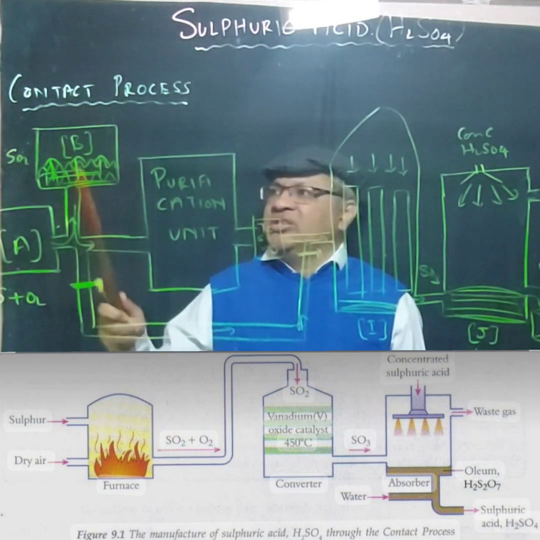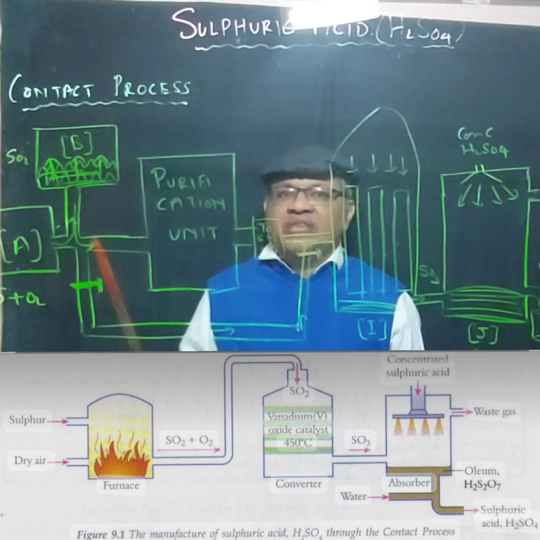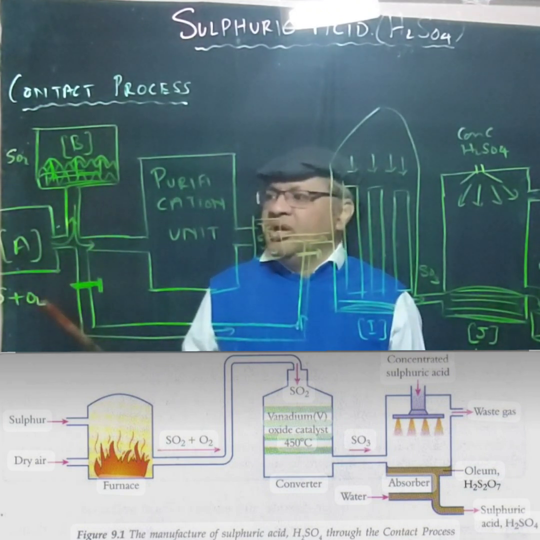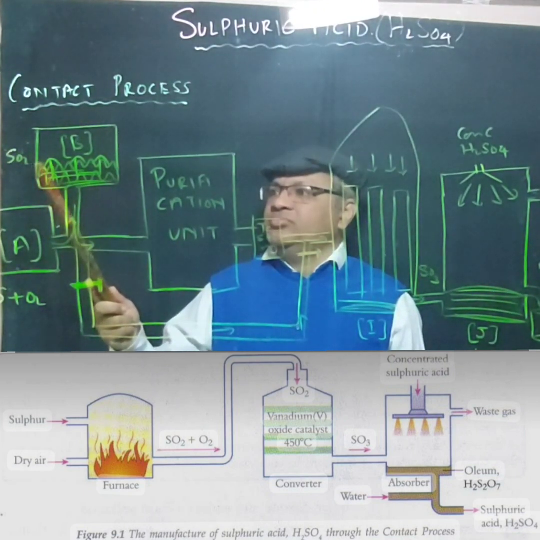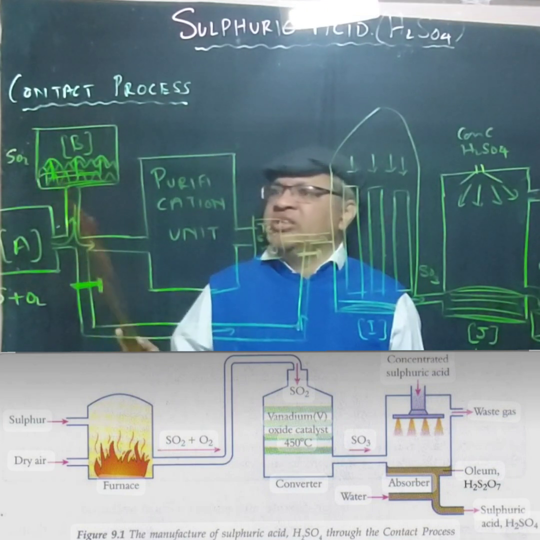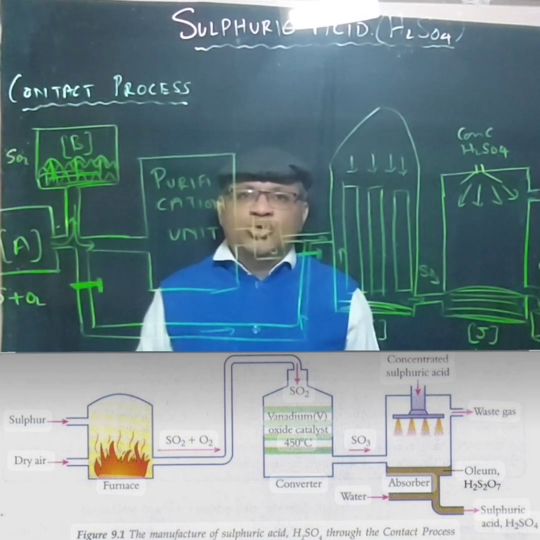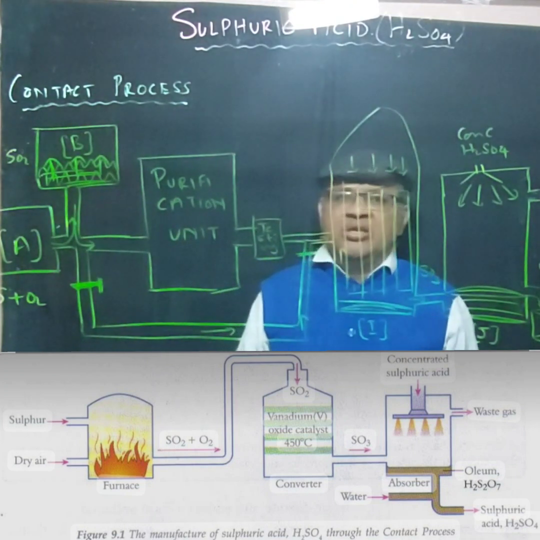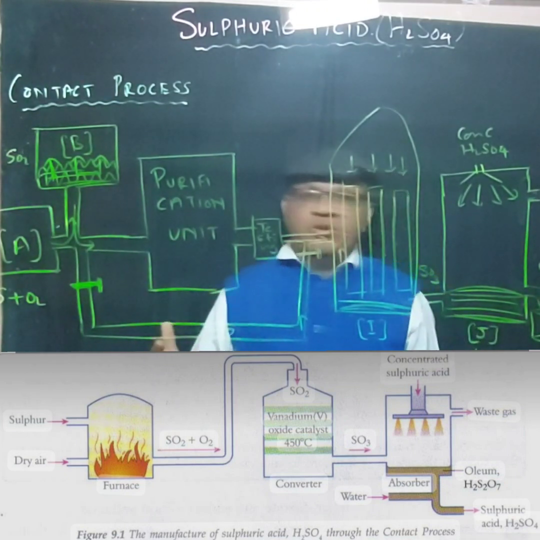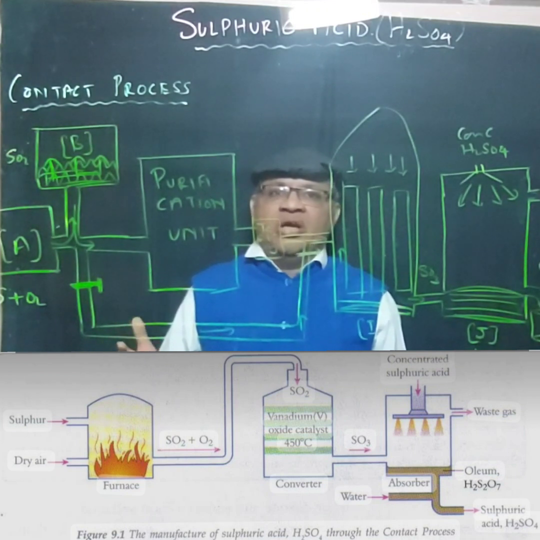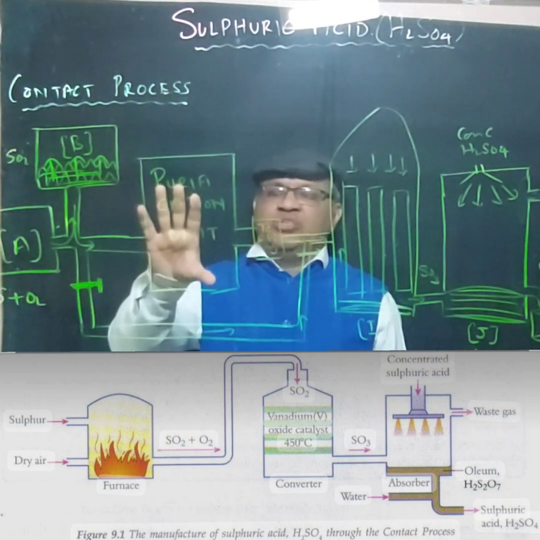It is heated over here. Sulfur plus oxygen gives you sulfur dioxide. Sulfur burns with oxygen with a bluish flame, a light blue flame. Now after this sulfur dioxide is formed, it is passed through the purification unit. There are lots of impurities present in sulfur dioxide when it is manufactured from sulfur and air. Those impurities have to be removed, especially dust particles and arsenic impurities.